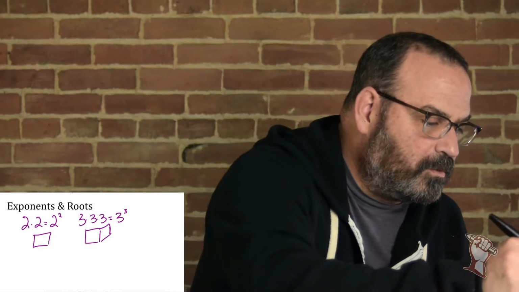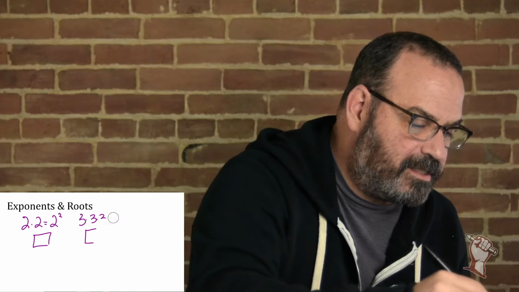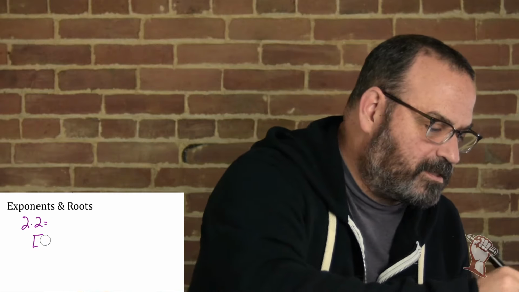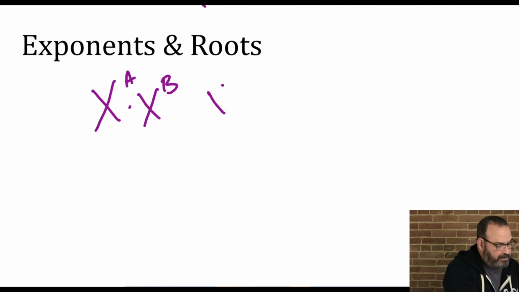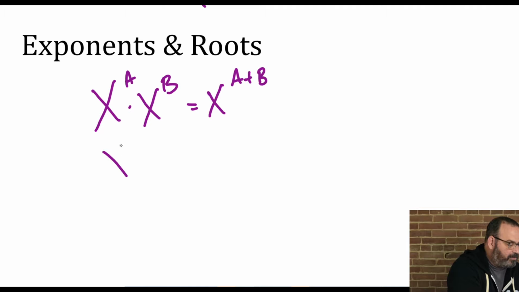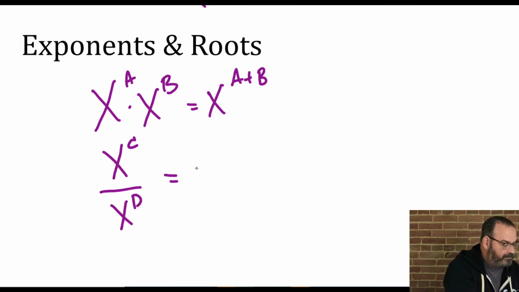So what are the rules of exponents? Let me erase this and write some rules of exponents. There's all kinds of them. And the very first thing to know is that when you multiply the same base, you add the exponents. So x to the a times x to the b is x to the a plus b. When you divide exponents, you subtract them. X to the c divided by x to the d is x to the c minus d.